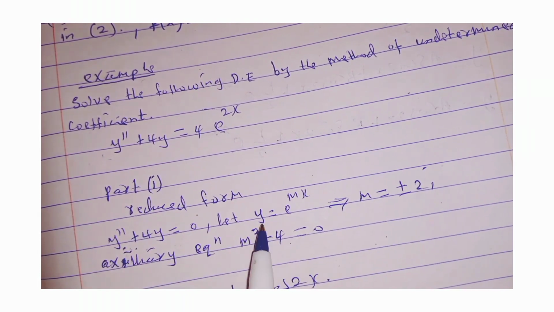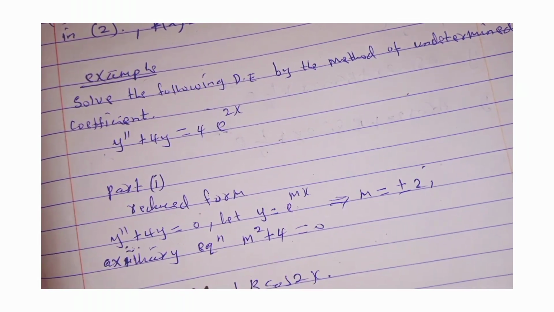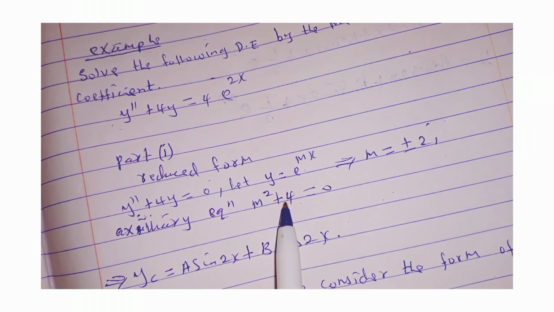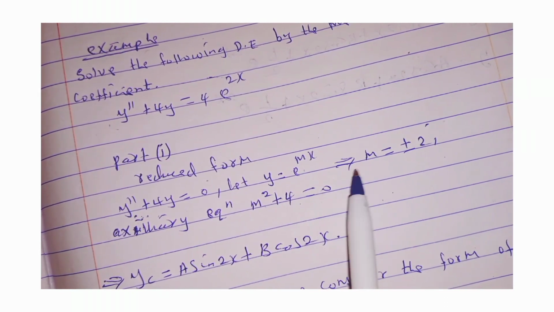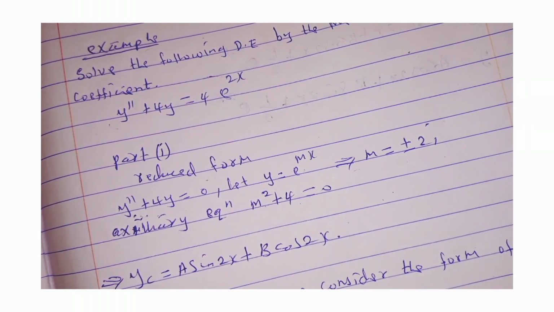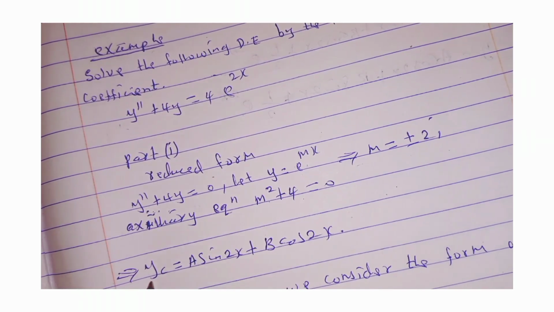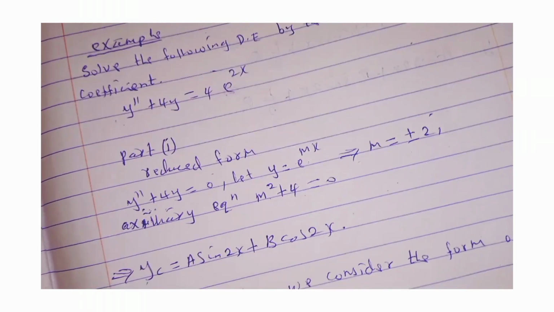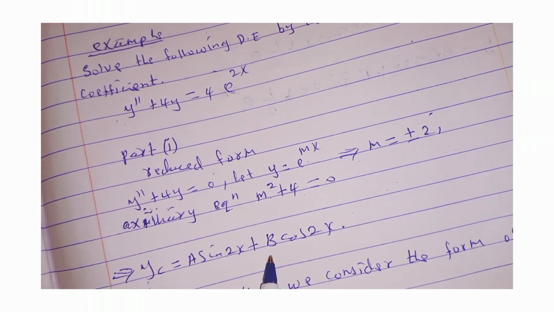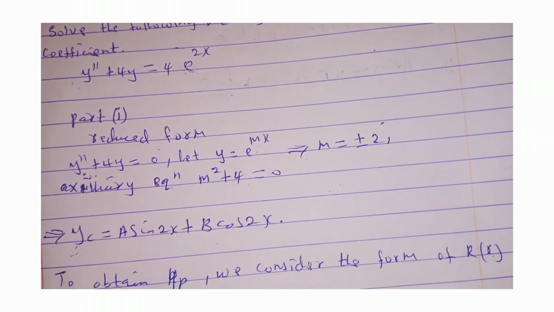Here we let y equal exponential mx, whereby our auxiliary equation will be m squared plus 4 equals 0. So m is equal to plus or minus 2i because it is complex. Whereby our complementary solution is given by yc, to stand for complementary, equals A sine of 2x plus B cos of 2x, where A and B are constants.